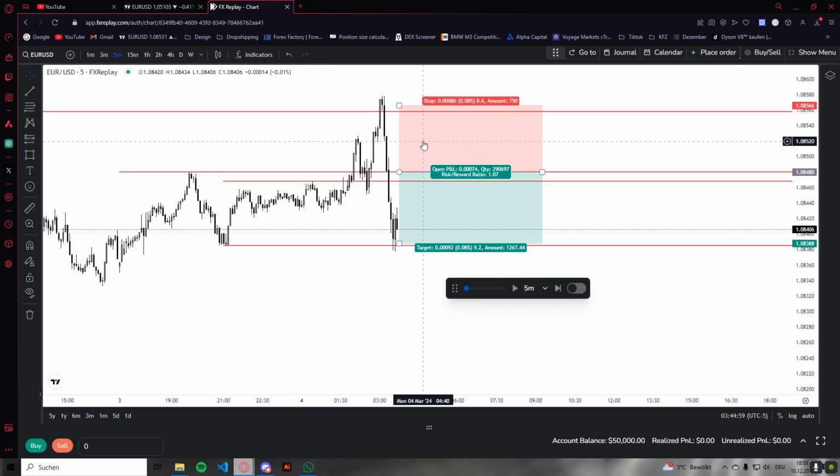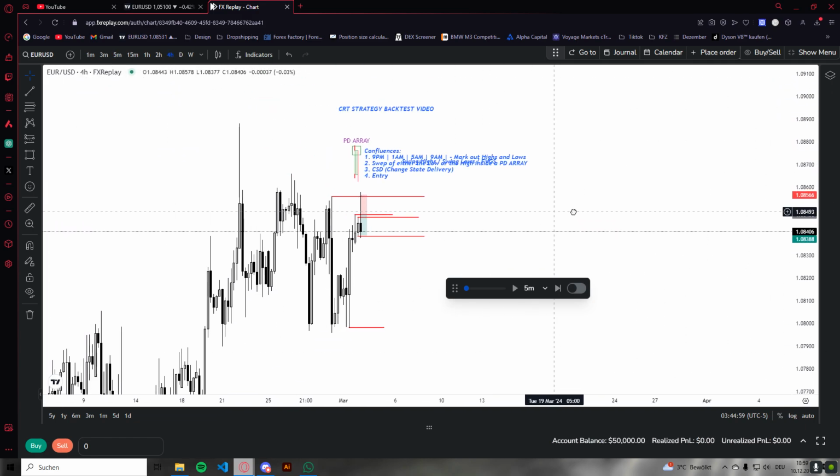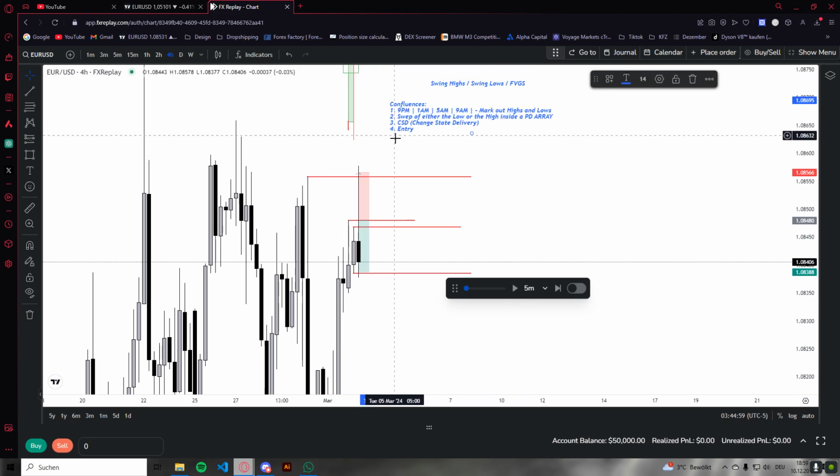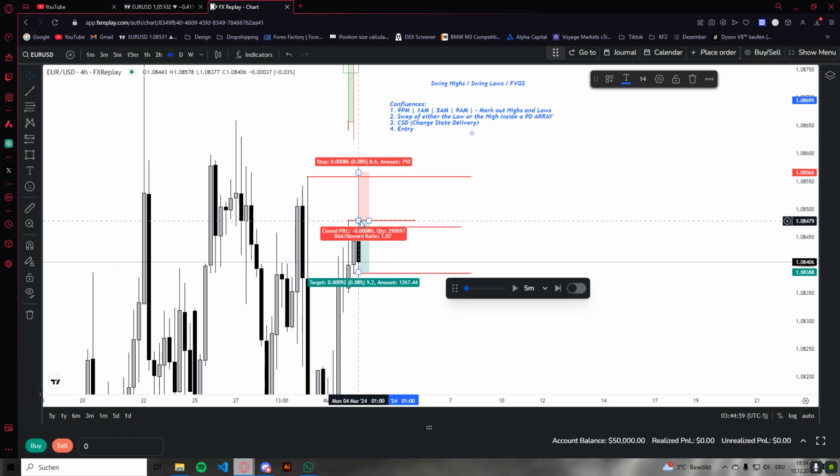But now the setup got invalid. Why is that? Can you remember this candle? That's a 9 p.m., right? So it swept the high, that's right. But it didn't give us any kind of entry. It instantly reached the low.